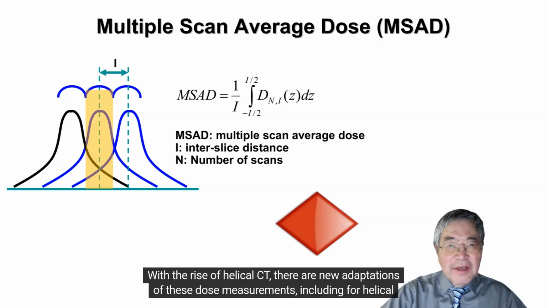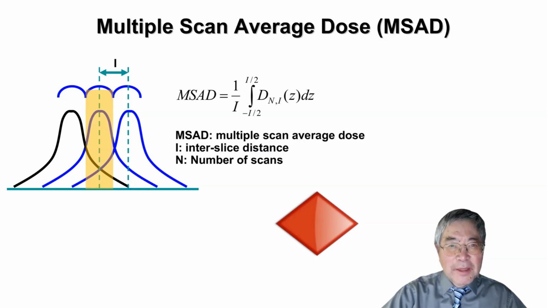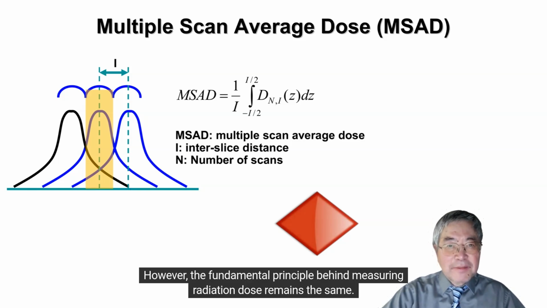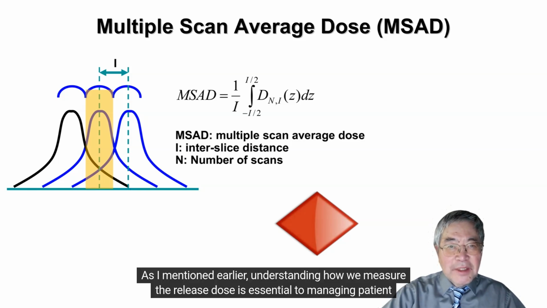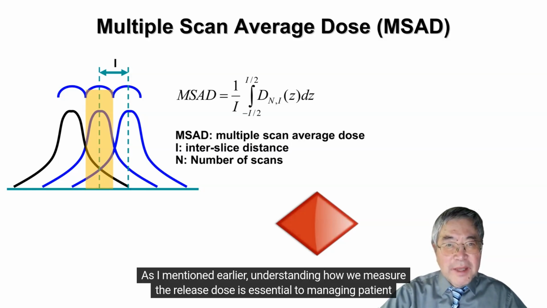With the rise of helical CT, there are new adaptations of these dose measurements, including for helical scanning and combined bimodal CT systems. However, the fundamental principle behind measuring radiation dose remains the same. As I mentioned earlier, understanding how we measure the release dose is essential to managing patient exposure.